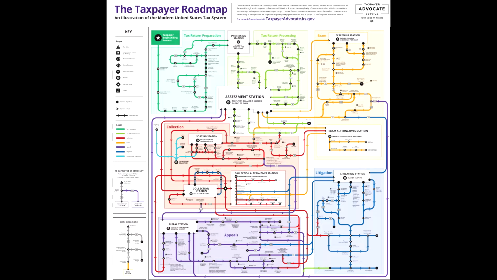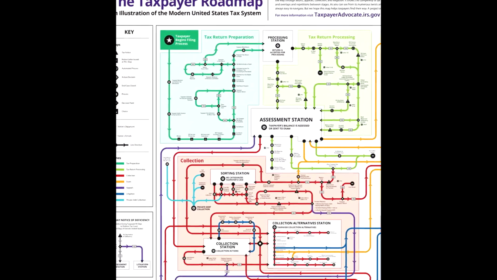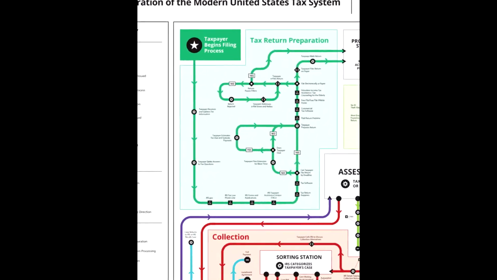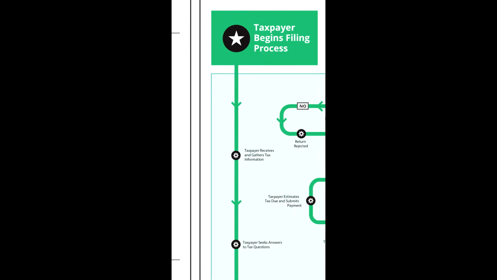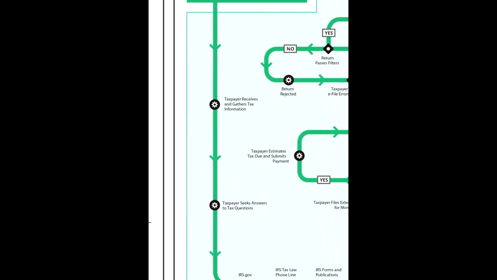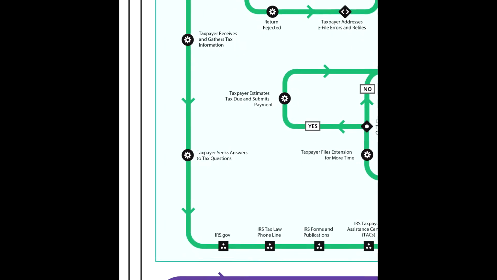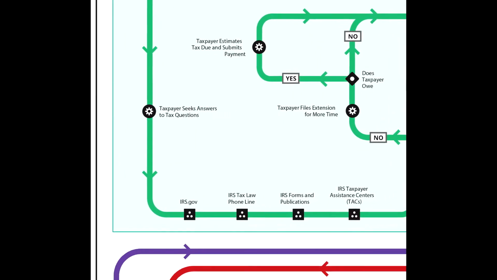Here we're going to take a look at a simple tax return using the not-so-simple taxpayer roadmap. The taxpayer begins filing process. Taxpayer receives and gathers tax information. Taxpayer seeks answers to tax questions.